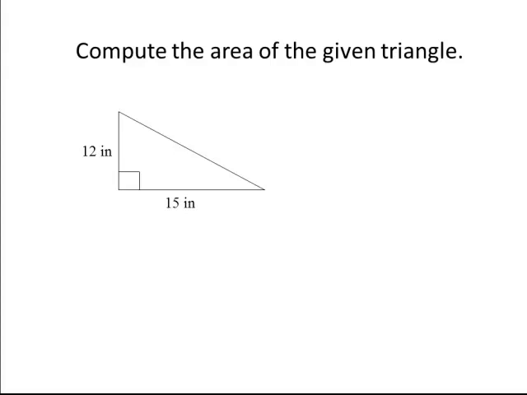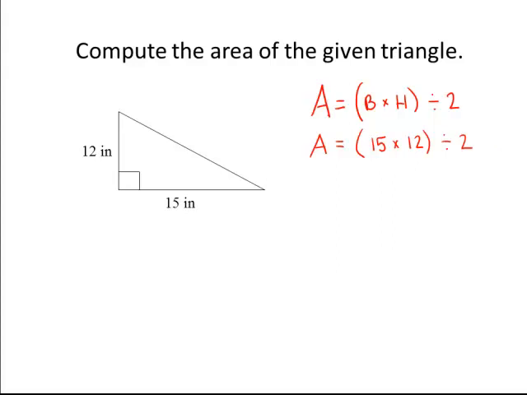Compute the area of the given triangle. Remember, area is space within a figure, and for triangles, the formula to calculate area is area equals base times height divided by 2. For this triangle, the base is 15 and the height is 12. So we need to calculate 15 times 12 divided by 2.